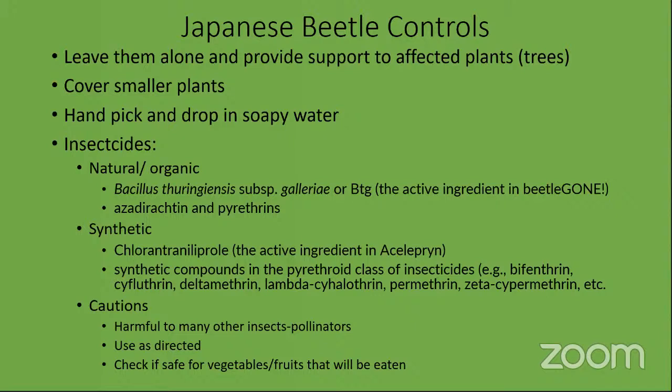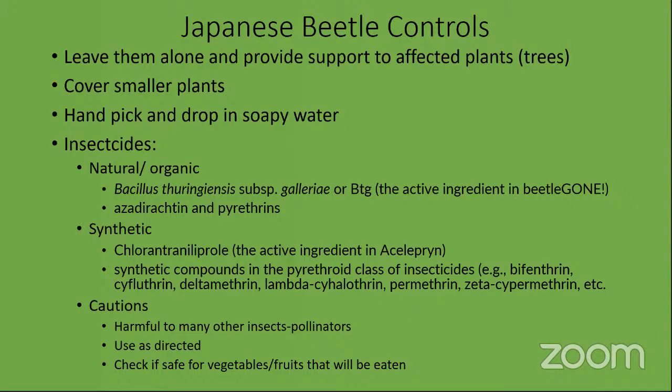Some of their favorite plants are Norway and Japanese maple, birch, crabapple, purple leaf plum, rose, mountain ash, linden, grapes, and basil. They generally like those plants best, but like I said, they'll eat anything that's available at any time.